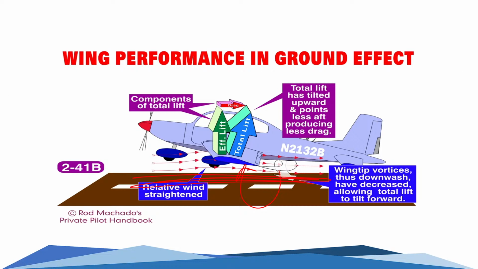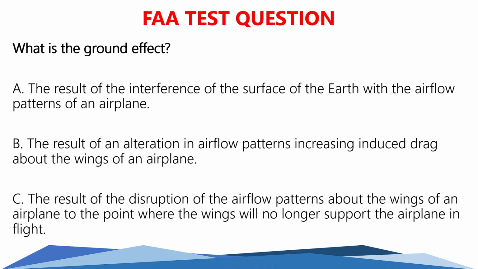All right, I wanted to cover this final FAA test question. We'll cover stalls, and then we'll get out of here at the top of the hour, preferably a little bit sooner. So what is ground effect? Is it A, the result of interference of the surface of the Earth with the airflow patterns of an airplane? B, the result of an alteration in airflow patterns increasing induced drag about the wings of an airplane? C, the result of disruption of the airflow patterns about the wings of an airplane to the point where the wings will no longer support the airplane in flight? Poll is open. Answer in the poll only.